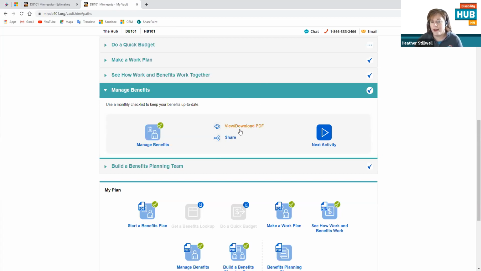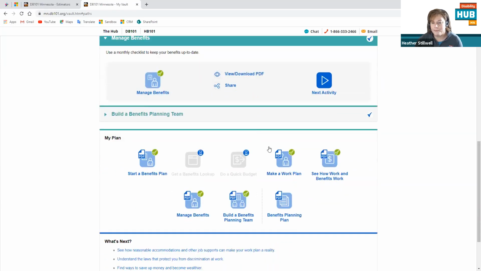That will create a report that you can keep in your vault, and you can also share that with other people. You could print it off as well and put it on your refrigerator if that is a good reminder for you, however it works best for you.